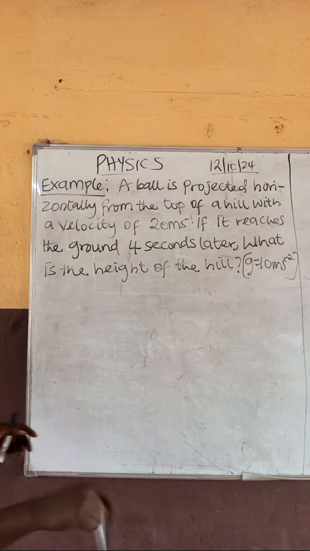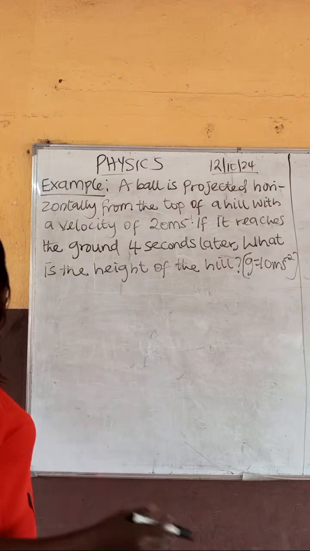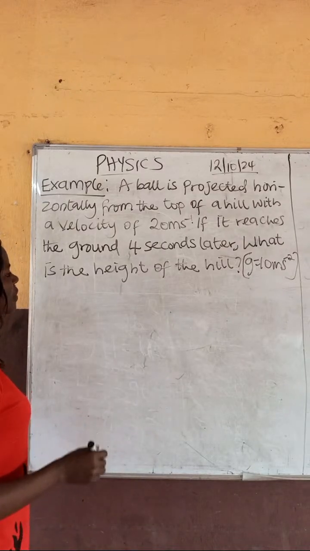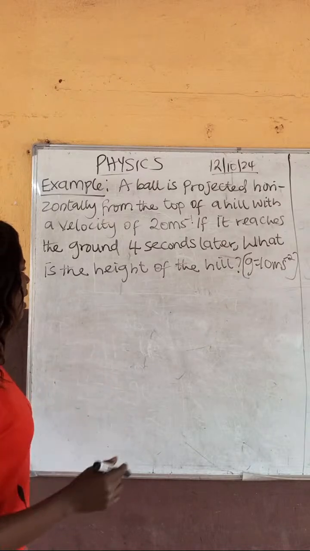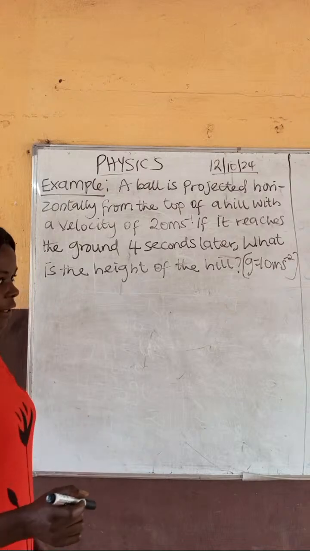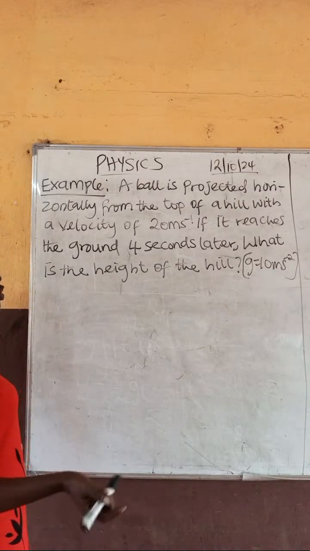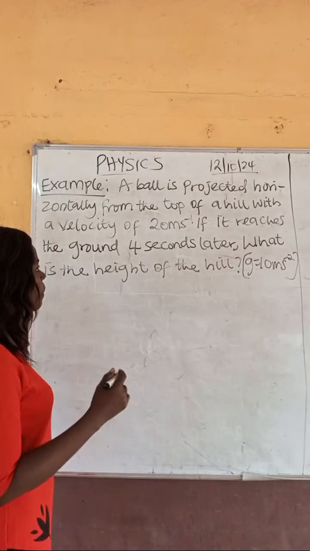Okay, now let's look at this question. A ball is projected horizontally from the top of a hill with a velocity of 20 meters per second. If it reaches the ground 4 seconds later, what is the height of the hill? A ball is projected horizontally. So the question was specific: horizontally, from the top of a hill.